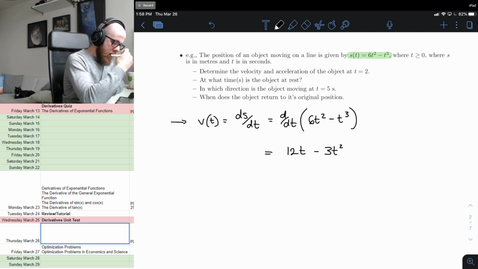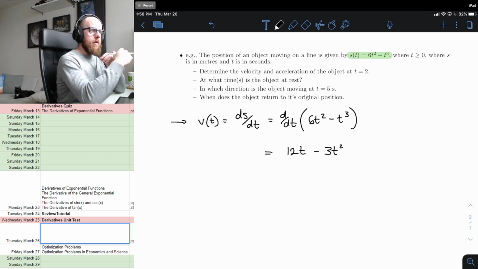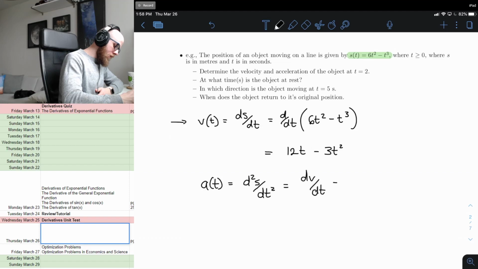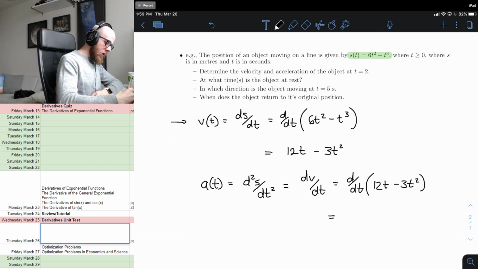Now to get my acceleration function, I just take the derivative of the derivative I just took, right? So acceleration is given by the second derivative of the position function, which is just the derivative of our velocity function. So really what I'm doing here is I'm taking the derivative of the function that I just found, the 12t minus 3t squared function. This is just an easy polynomial, so I just take the derivative just as I normally would. I get 12 minus 6t.